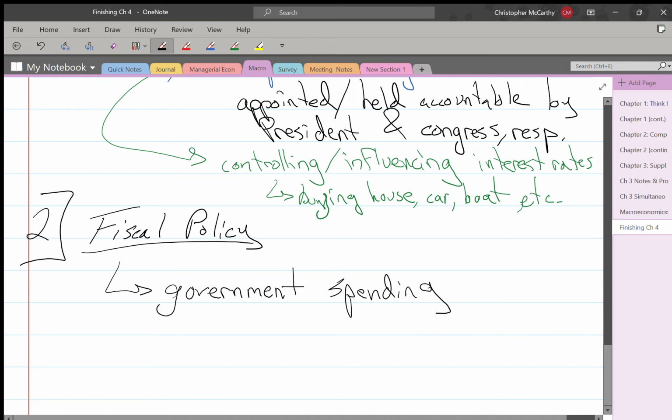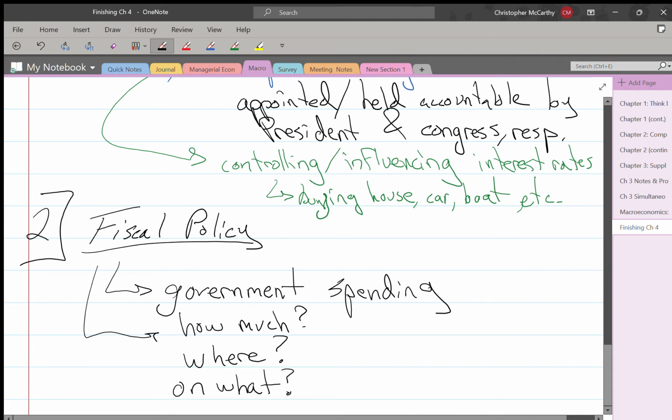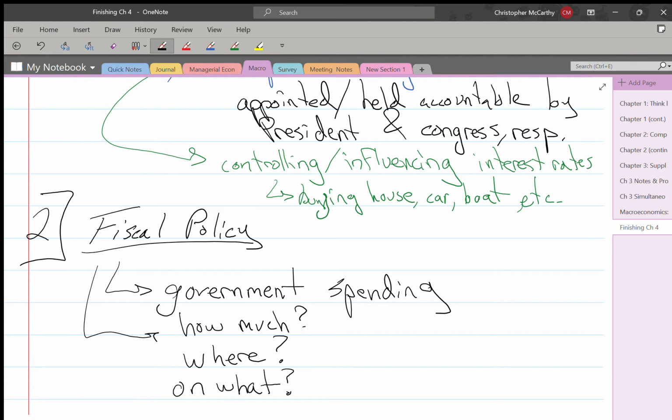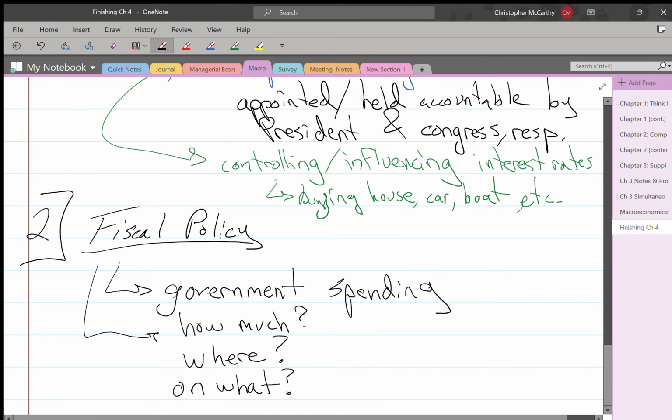So fiscal policy is, how much, where, on what. It answers those questions, right? So post-2008, the financial recession in 2008, there was an American Recovery, ARRA, America Rebuilding and Recovery Act? Oh, I can't even remember anymore.